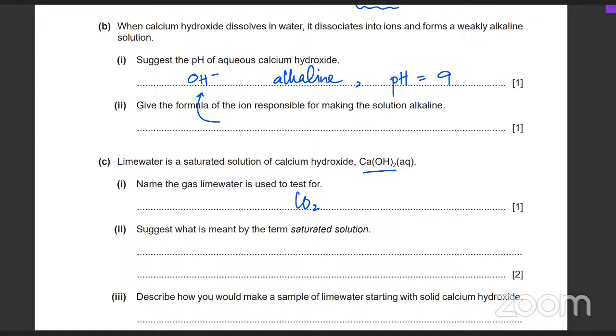Suggest what is meant by the term saturated solution. A saturated solution is a solution that इसके अंदर आप बहुत ज़्यादा mix नहीं कर सकते. So when no further amount of substance can dissolve in a solution.